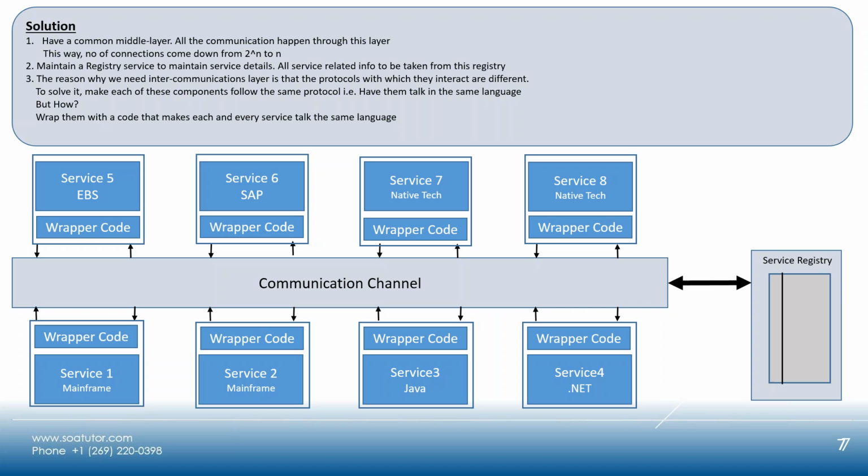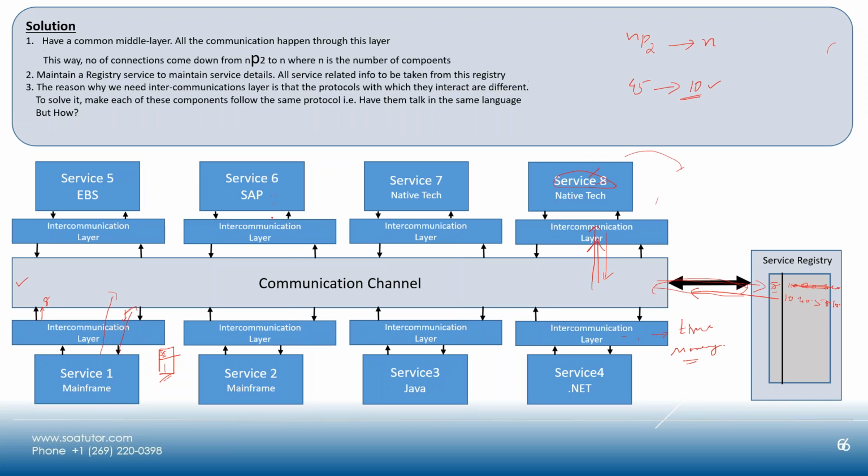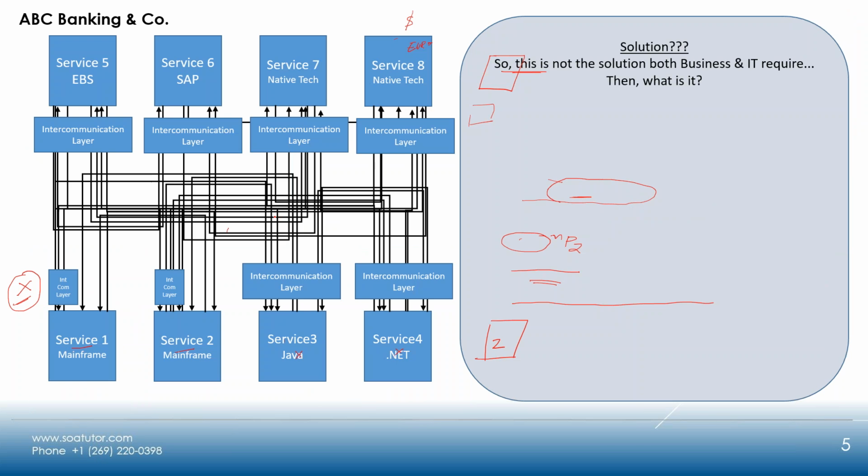So in this case, if you look at service 5, or if you look at each and every service, the wrapper code just deals with technology X to XML. Similarly, technology SAP to XML. So the wrapper code just deals with one translation. Whereas earlier, if you look at our earlier example, in this intercommunication layer, though it is a single box, from .NET to Java it would have one conversion. From .NET to SAP it would have another one. From .NET to EBS it would have another one.